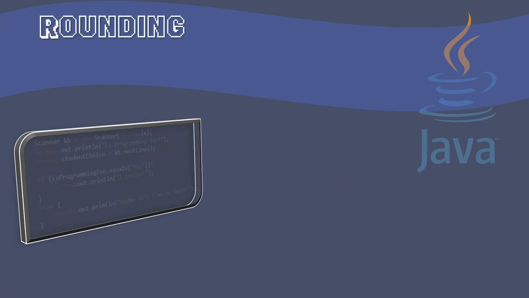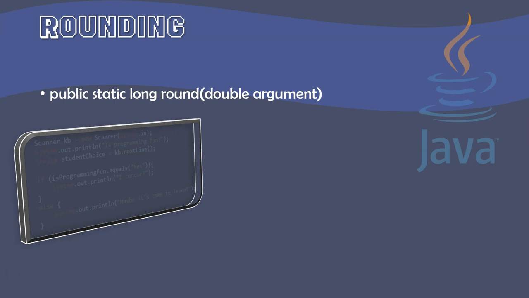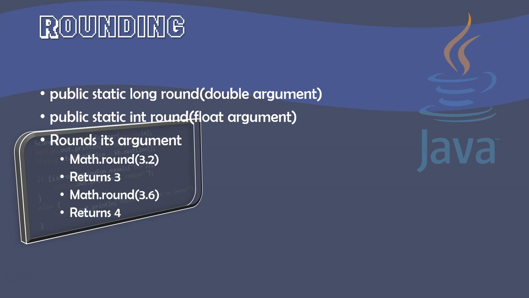Now, what about rounding? Well, we do have some methods for rounding to handle it. We have a public static long, and we have a public static int. What it's going to do is simply round that argument. You notice in here, we only have two methods, a long and an int, because remember, longs are simply an integer that has more place values. But if you look, they're taking in doubles and floats, respectively.